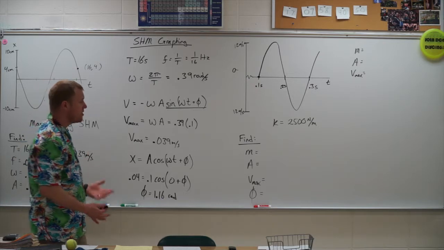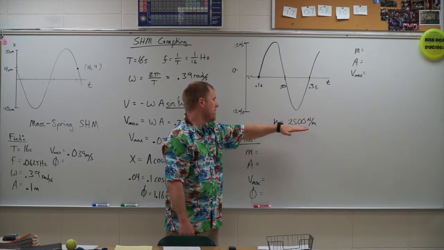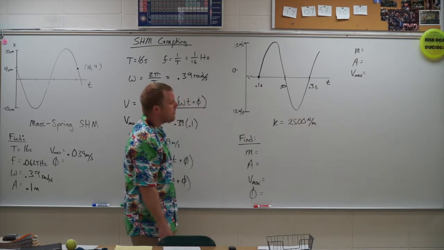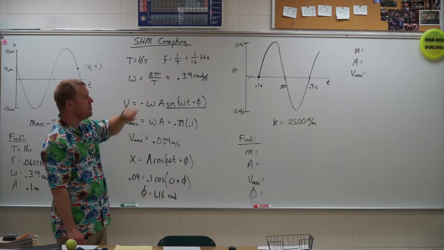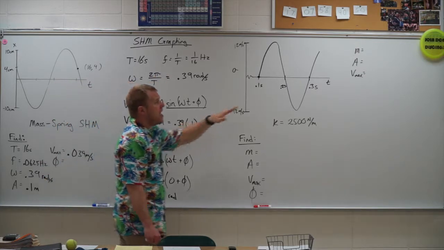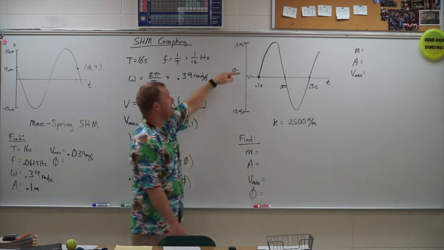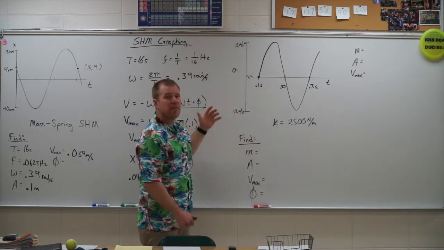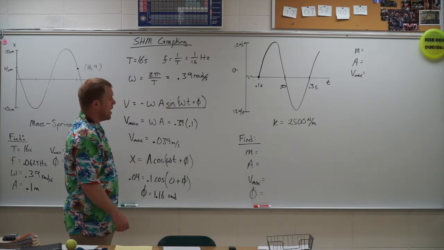All right, my next graph looks like this. This is an acceleration graph. I did give us a little bit more information on this simple harmonic motion in that we have a spring constant of 2,500 newtons per meter, and we're going to try and find the mass, the amplitude, and the Vmax. Now notice, when I say amplitude, I'm talking about the displacement amplitude, not the maximum and minimum amplitude of my acceleration function.